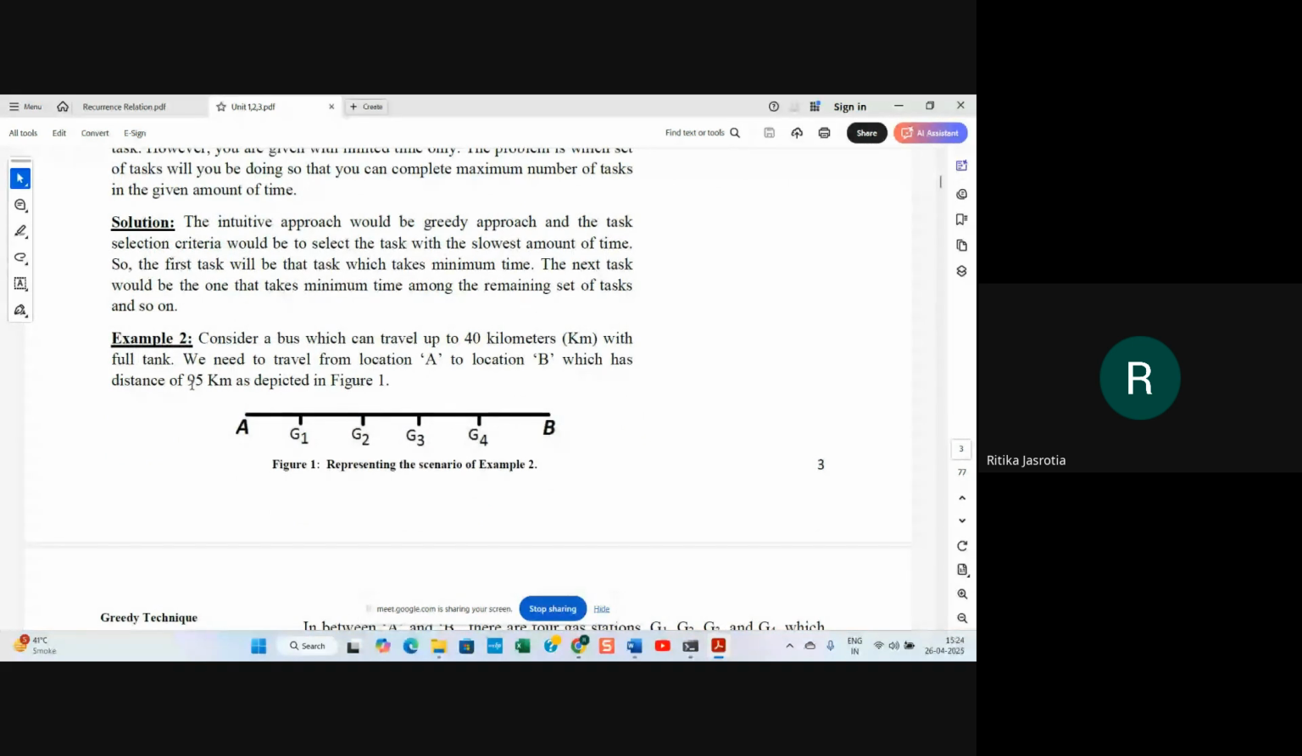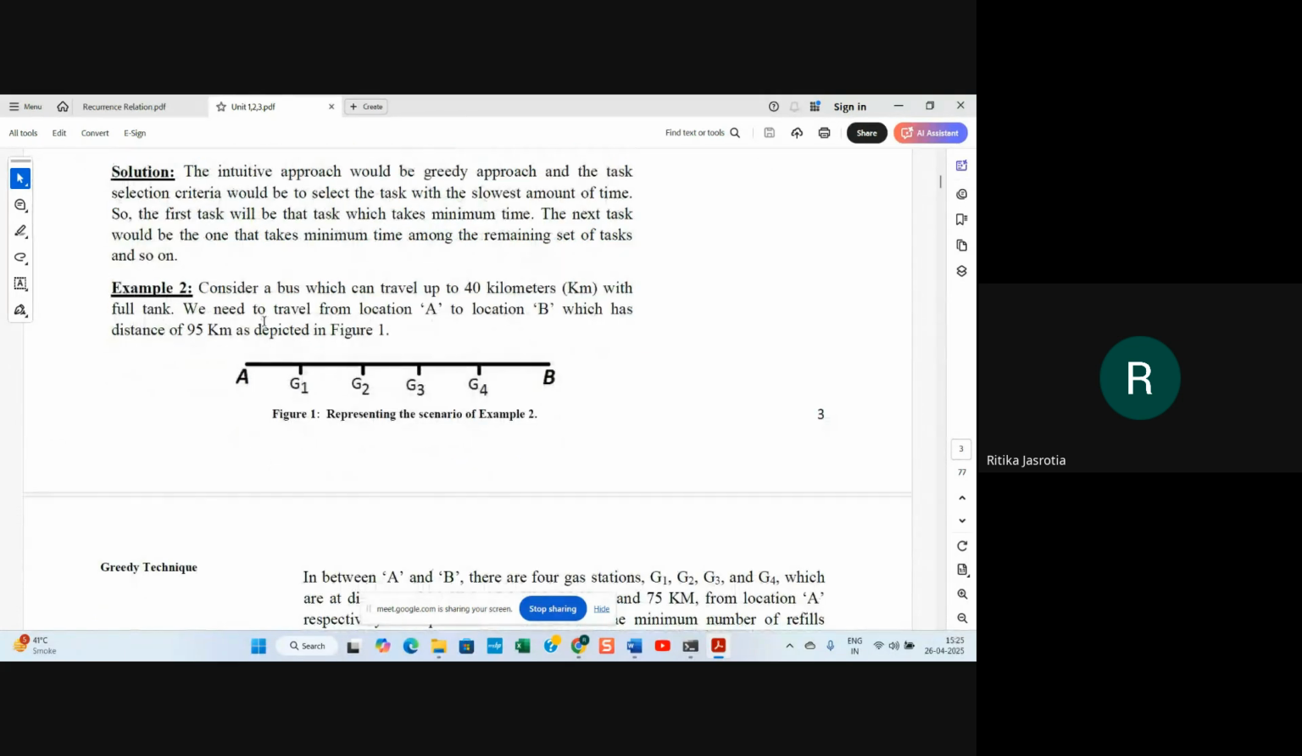So what you will do, you will find out the task which takes the least time to solve, and you will pick that first. And then among the leftover tasks, again you will find out the minimum, so that you can solve the tasks in a given limit of time.